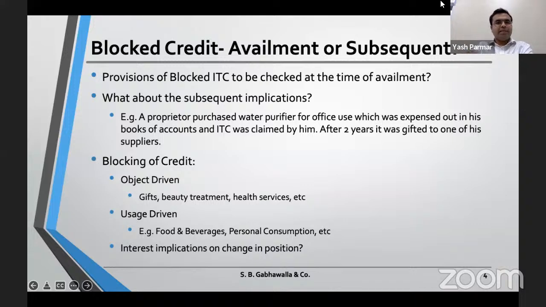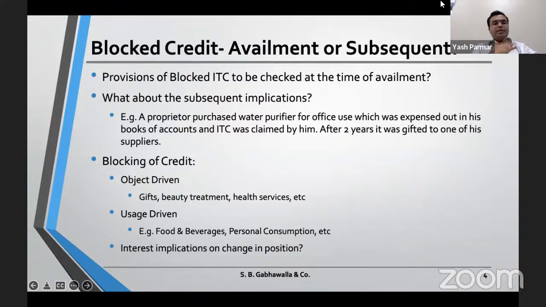And when we go to each of the clauses of section 17.5, you will realize that there are mixed cases whereby some transactions on which ITC is blocked are object driven. For example, gift, beauty treatment, health services, etc. These are block credits and these are object driven. And we have some transactions or activities which are usage driven. For example, ITC on food and beverages, personal consumption, etc. is blocked. So this means that basis usage also, certain transactions are blocked from ITC.